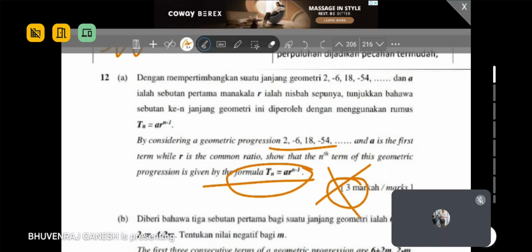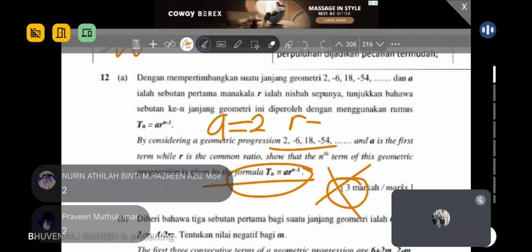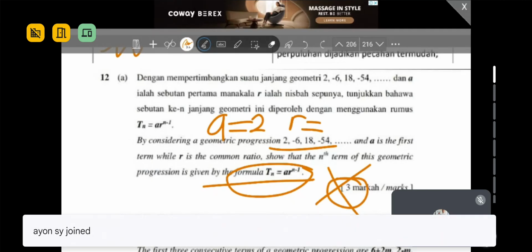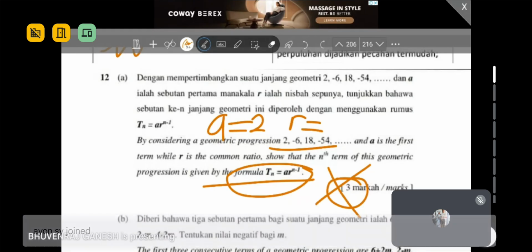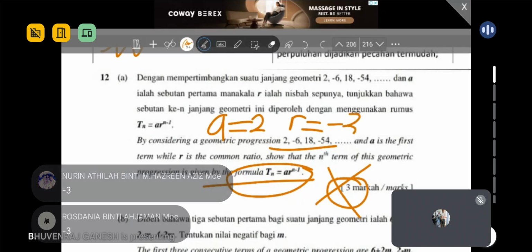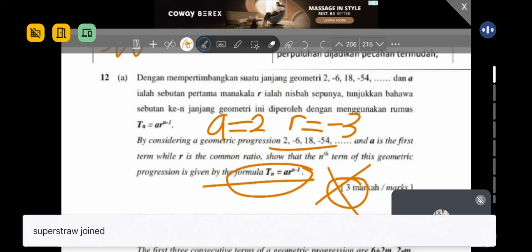So anyone, what is your A value? Apa nilai A kat sini in this progression? Okay, A sama dengan 2. Okay, what is your R value? Apa nilai R? Okay, R sama dengan negative 3. Correct? So you already identify your two pieces of information. Okay, so now, how do we prove it? Macam mana boleh buktikan? Okay, actually very simple.